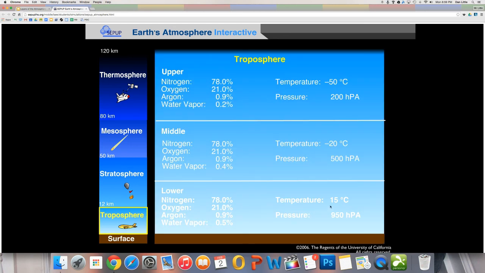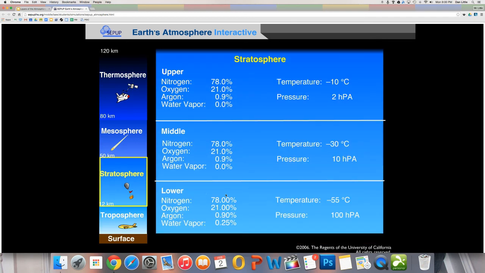Again, notice the reason it is characterized the way it is, all the temperatures are getting colder. So as I go higher in the troposphere, it gets colder. The pressure decreases as I go higher. And again, that's because there's less air piled on me here than there is down here. Notice what I said about the composition. The composition stays the same, excepting the water vapor, but the same amount of nitrogen, oxygen, and argon exists in all parts of this.